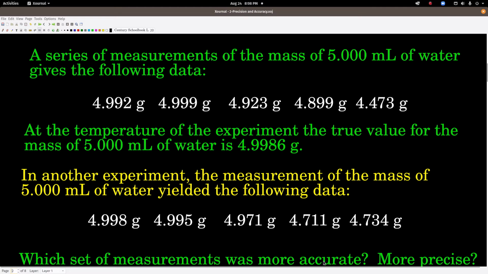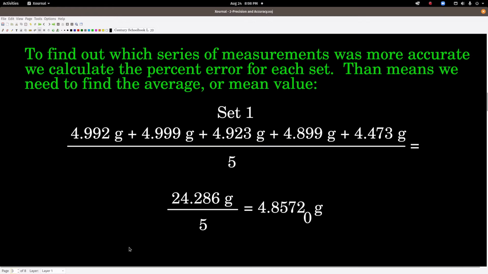That means we want to know which has the smallest percent error, and which is more precise. That means we want to know which has the smallest standard deviation. So let's go do that. For both of those calculations, we're going to need to know what the average, or the mean, is. So we just add up and divide by the number of measurements. So for set 1, we add them up, divide by 5, and we get this number right here.